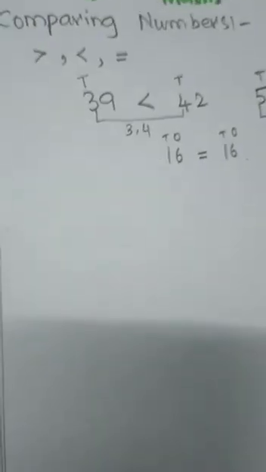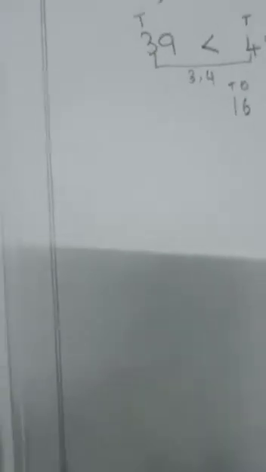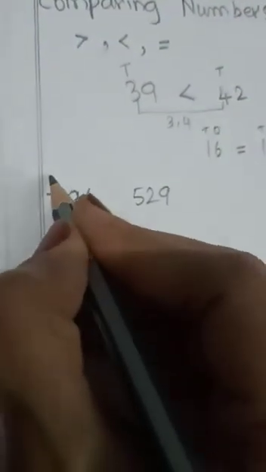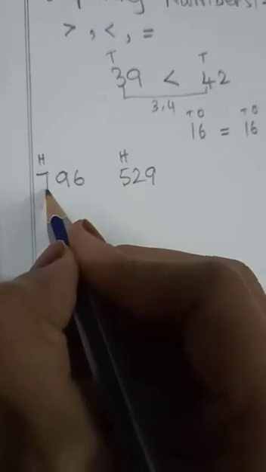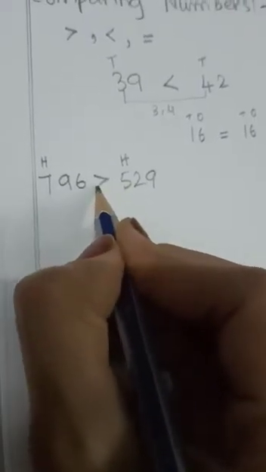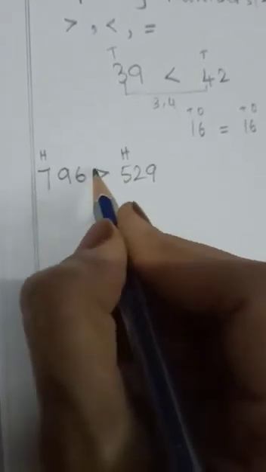In the same way, in three-digit numbers, what do you have to do? So I have a number here, 796 and 529. In a three-digit number, you have to compare the numbers which are on the hundreds place. So from 7 and 5, 7 is greater. So put the greater sign towards the bigger one, or open mouth towards the bigger one.